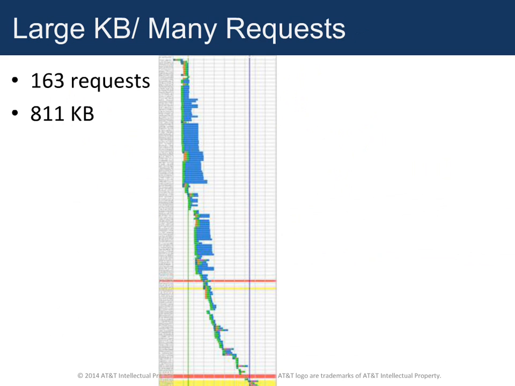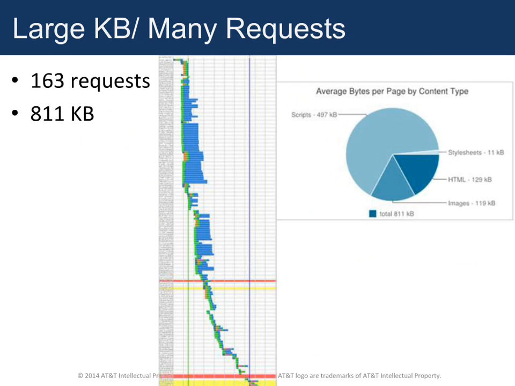Finally, I thought I would show you the opposite. This is a site that has a lot of kilobytes. It's 800 kilobytes. It has 163 requests. And of those requests, this is a graph from the HTTP Archive showing that of the 811 kilobytes, almost 500 kilobytes are script files. So from the previous example, lots of scripts is going to make it really slow. In this case, it actually loaded relatively quickly, a speed index of 4,500 milliseconds.